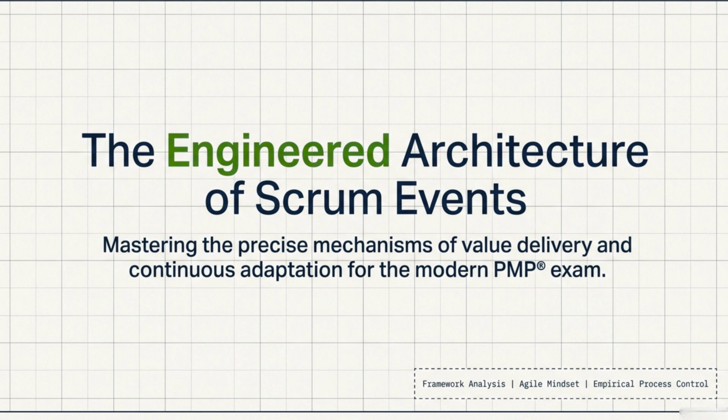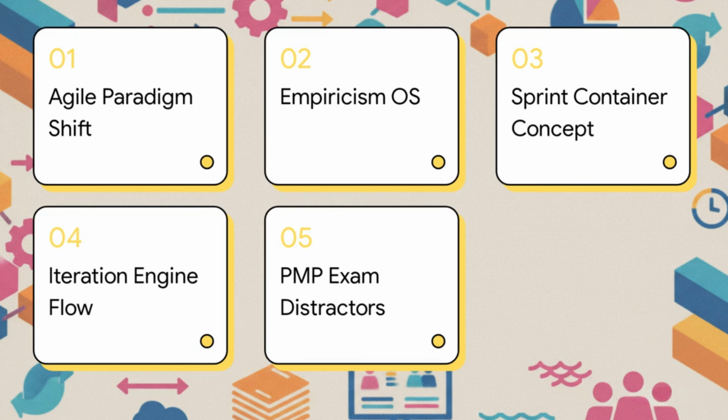So, here is a quick look at our roadmap. We'll kick things off with the Agile paradigm shift, then explore empiricism, which is basically the operating system running the whole show. After that, we'll unpack the sprint container concept, map out the iteration engine flow, and finally, we'll apply all of this directly to mastering those tricky PMP exam distractors.